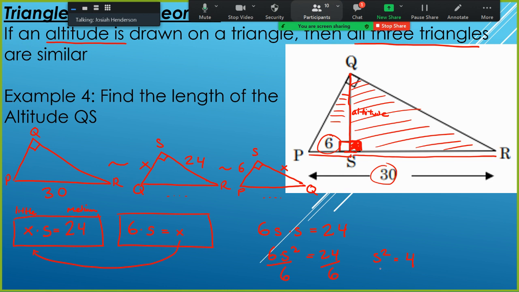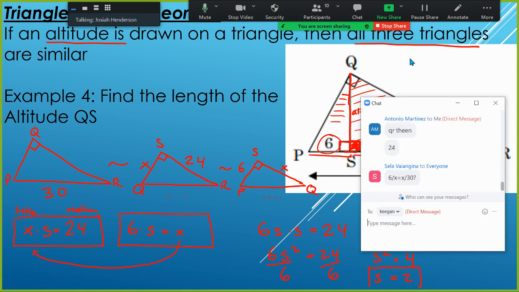Take the square root of both sides. S is equal to 2. Okay, so this one was a little different because 6 over x is equal to... ooh, nice. Yeah, that would have been another way to do it, Sella. Very good. And in fact, we'll look at that one next.